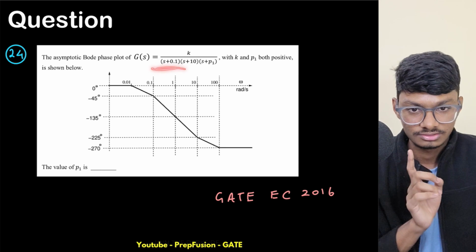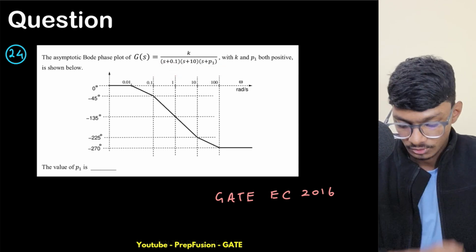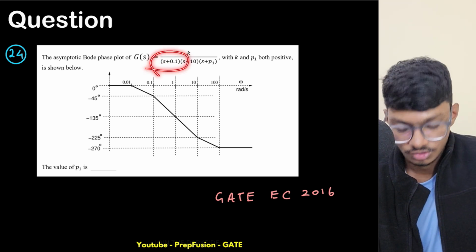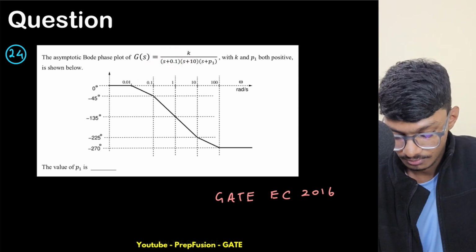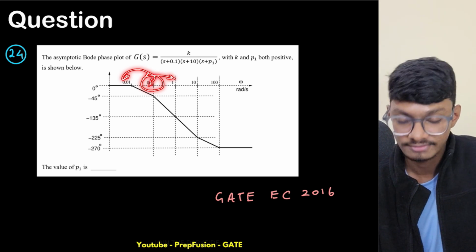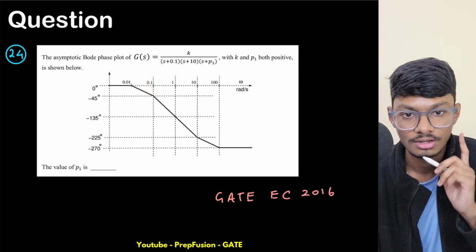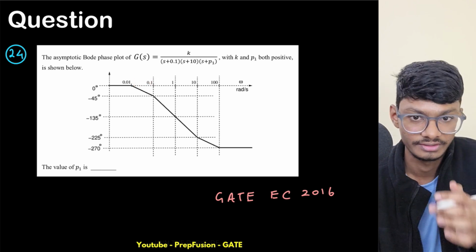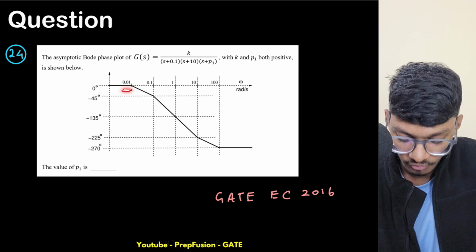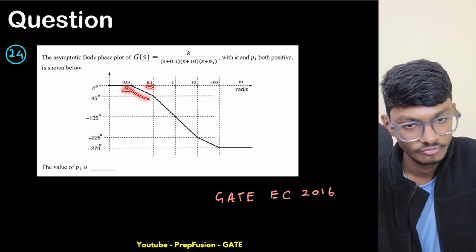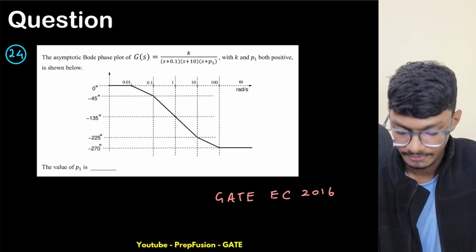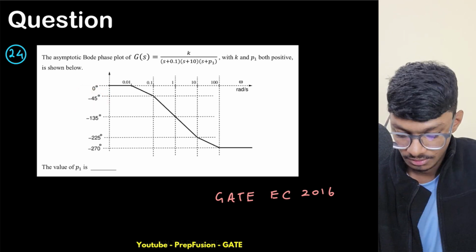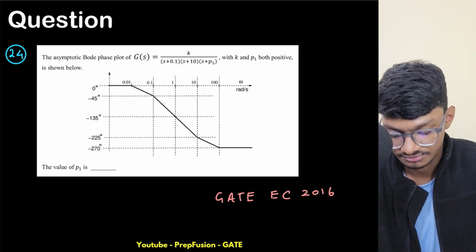So we are only concerned with the corner frequencies. Here we have a pole at s equals 0.1. What does this mean? It means 10 times before 0.1 and 10 times after 0.1, the slope should be minus 45 degrees per decade. Ten times before 0.1, moving from 0.01 to 1, I am traveling 45 degrees in 1 decade. So it is minus 45 degrees per decade, and this is satisfied.